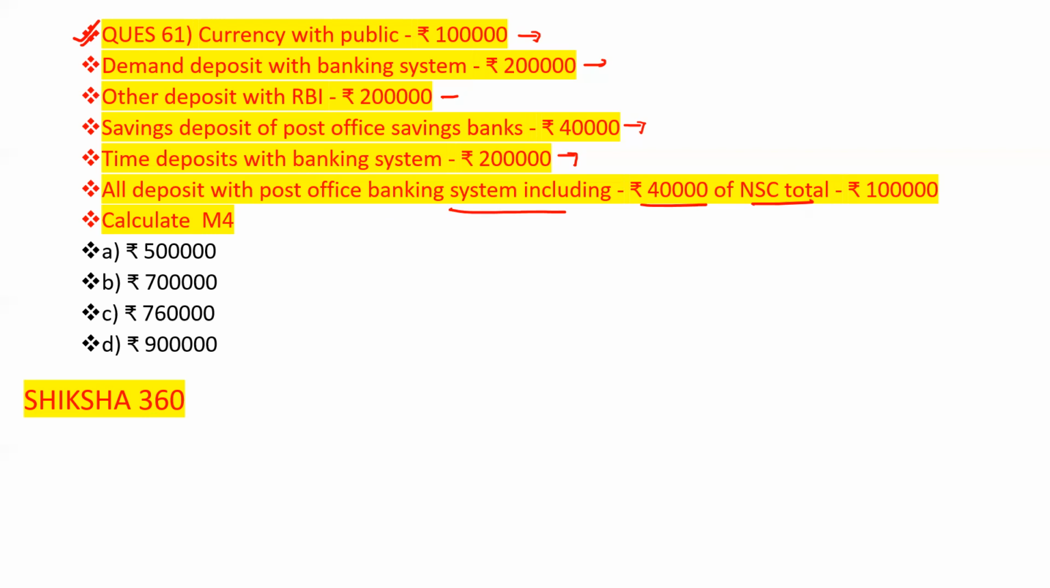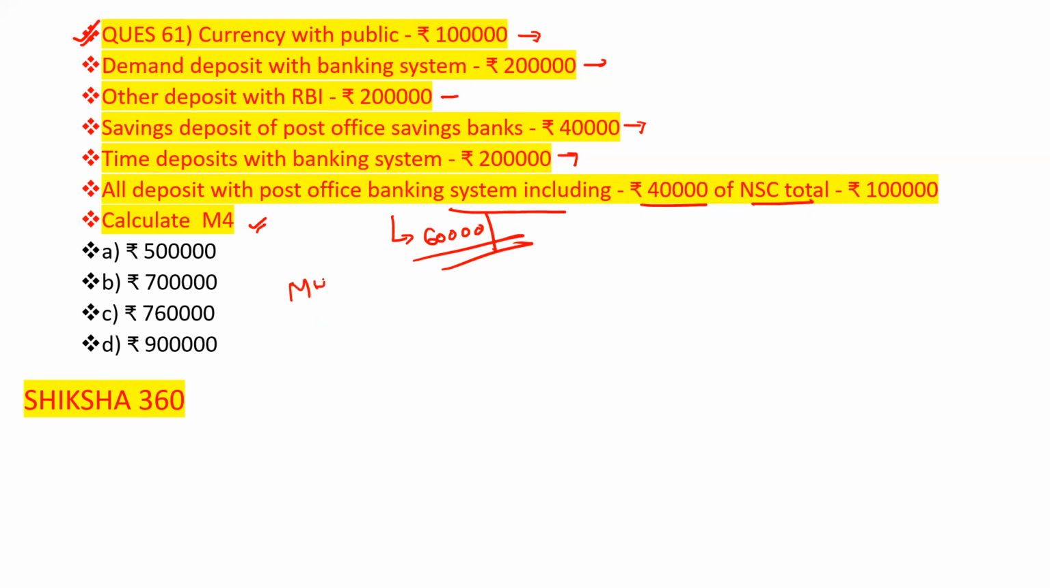If we eliminate NSC out of that, it becomes 60,000. Now what are they asking? Calculate M4.